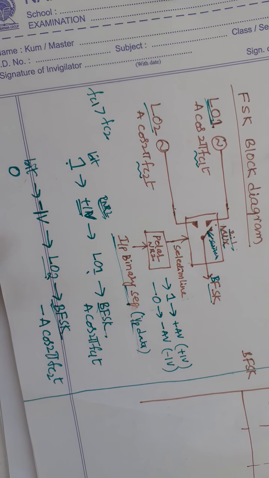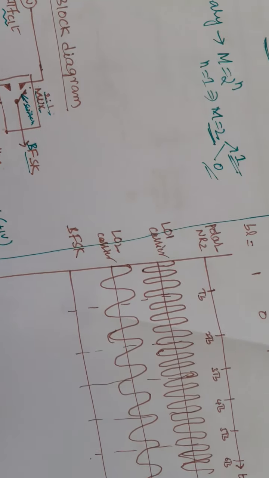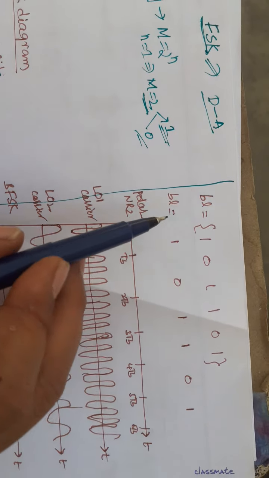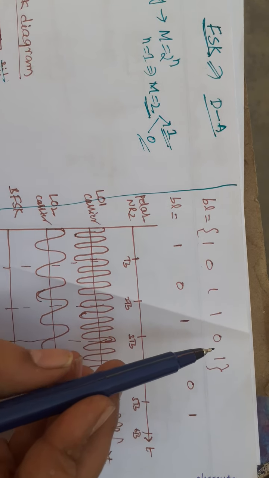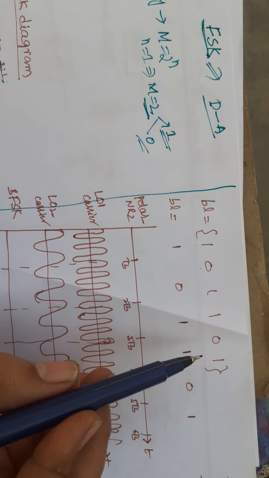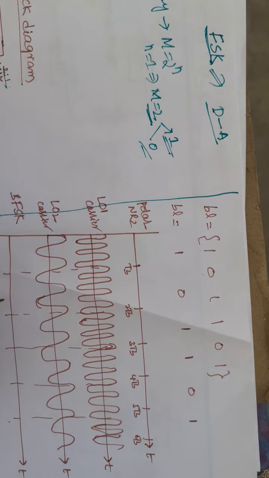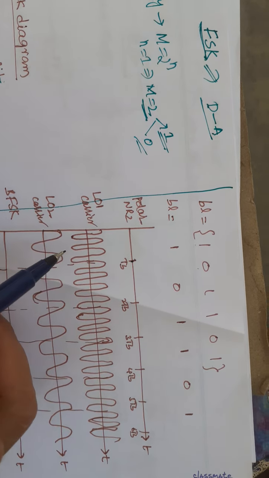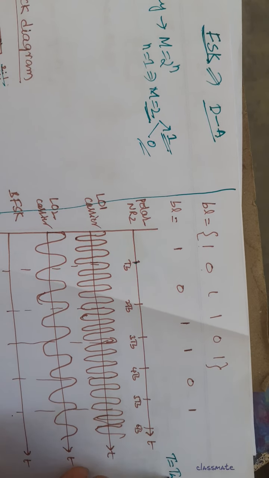Now we can see the waveform of BFSK. See here, this is my input binary sequence 101101. Here we are discussing BFSK, which means at a time, for a single TB duration, only one bit will be transmitted. Here in this case the symbol duration T is equal to the bit duration TB.